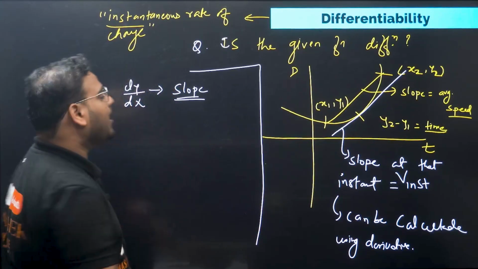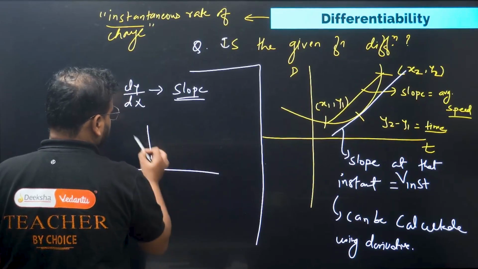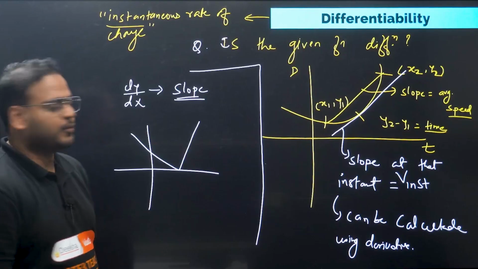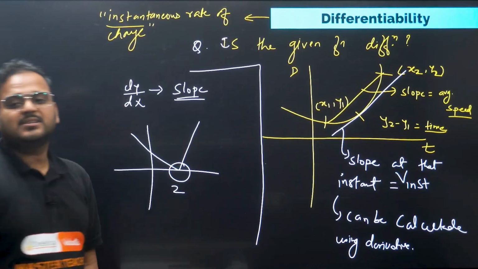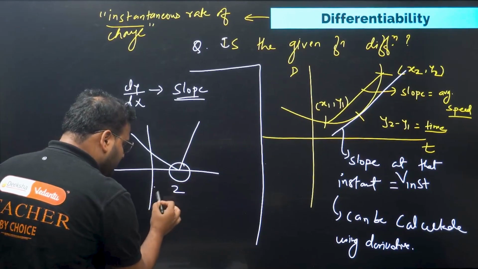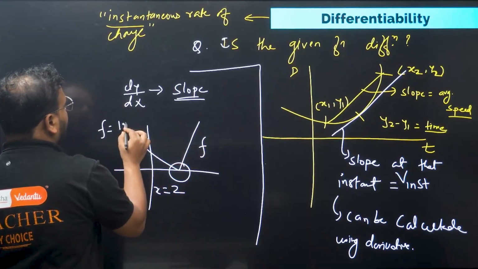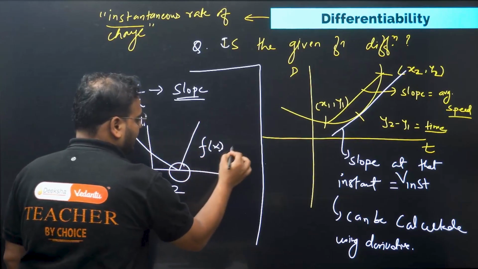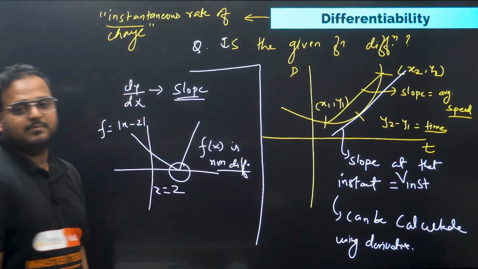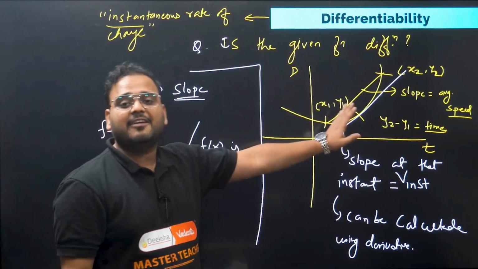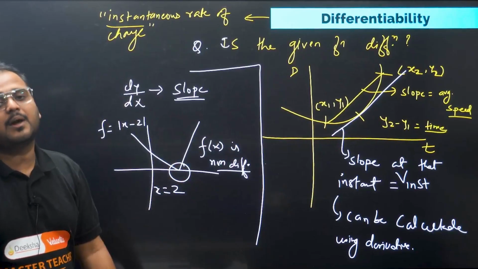But if you talk about a curve with a sharp edge, what does a sharp edge mean? Check here, the modulus function. At this point, let's say this point is 2, at x equals 2, the function f equals mod of x minus 2, this function f(x) is non-differentiable. So from the graphical perspective, if you can find the graph smooth, simply say it is differentiable. If it is not smooth at that point, it will become non-differentiable.